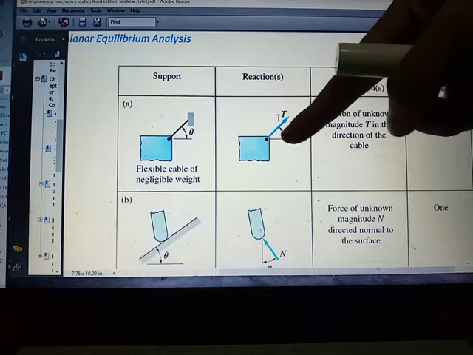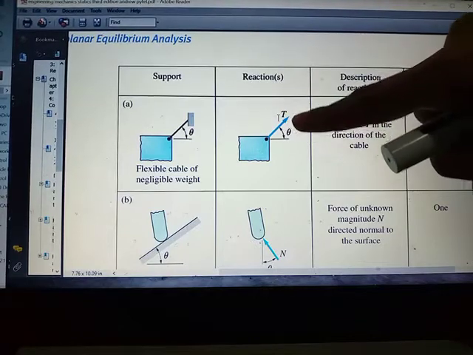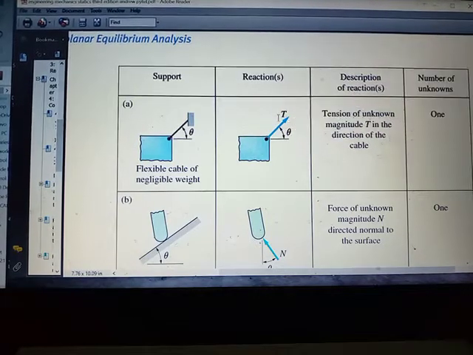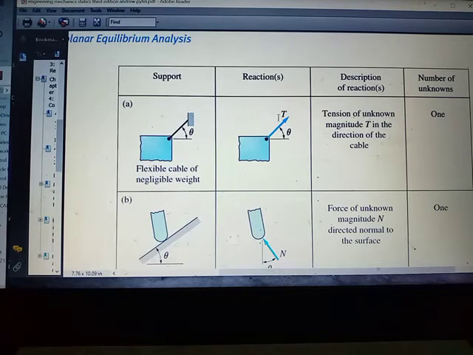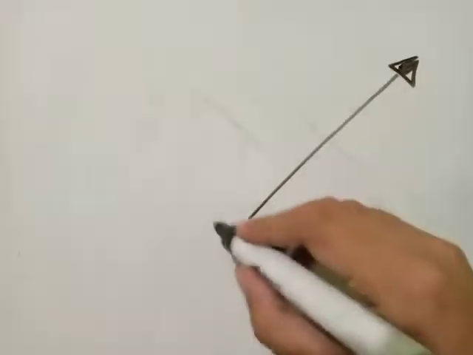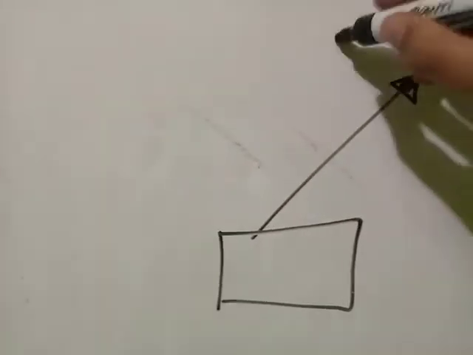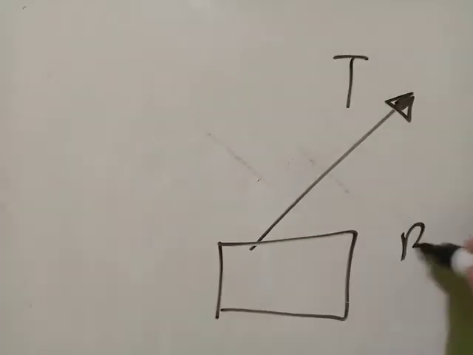Ibig sabihin, ito yung body, dapat yung force mo is dapat away. Maybe, let's have a board example. Okay, kukunin ko muna tong phone ko. Ganito yon kasi. Pag sinabi nating cable, tension lang siya. So, ito yung body.